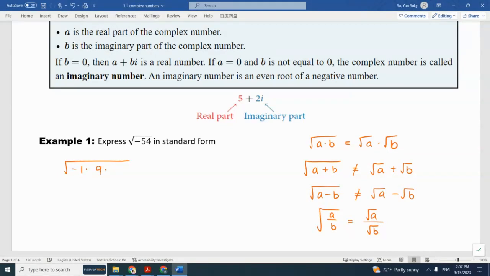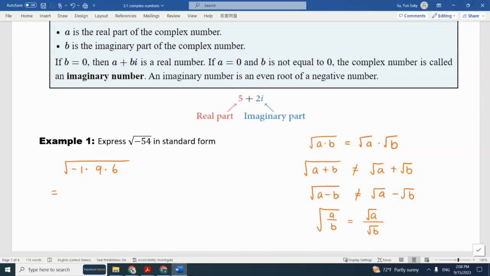9 times 6. Right, everybody? It's 9 times 6. Okay, good. Now we can distribute the square roots. And 9 times 6 is a good factorization because you know what the square root of 9 is?